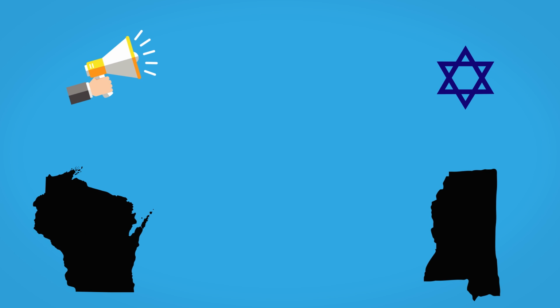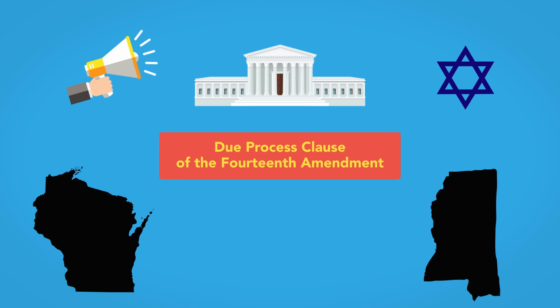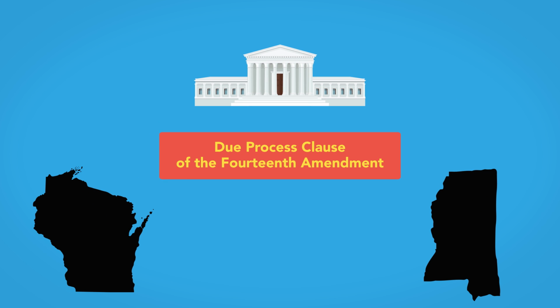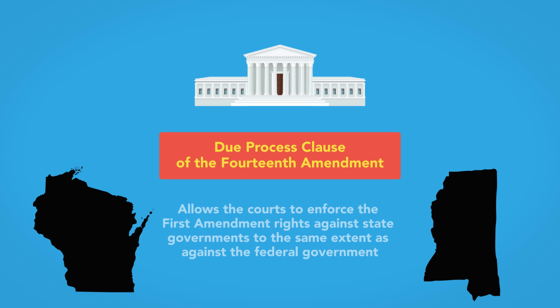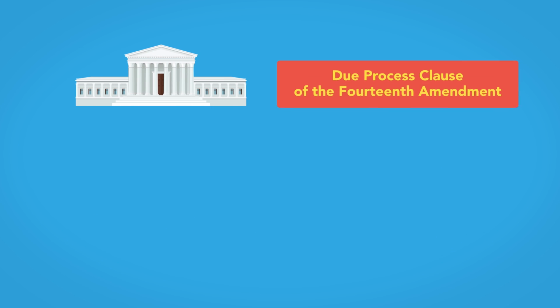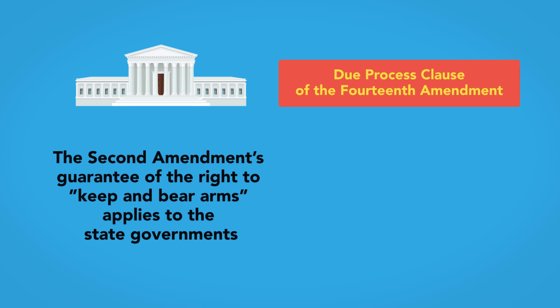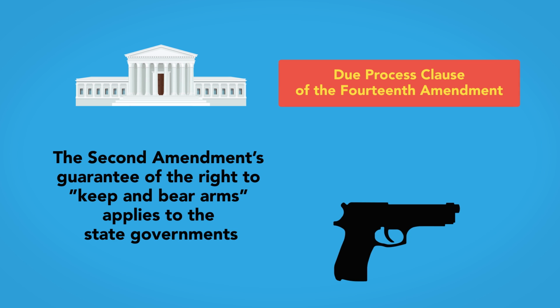While the First Amendment rights to freedom of speech and religion are not directly applicable to the states, the Supreme Court has applied them to the states through the 14th Amendment's Due Process Clause. In effect, that Due Process Clause allows the courts to enforce the First Amendment rights against state governments to the same extent as against the federal government. Similarly, the Supreme Court ruled that the Second Amendment's guarantee of the right to keep and bear arms applies to the state governments by virtue of the Due Process Clause.